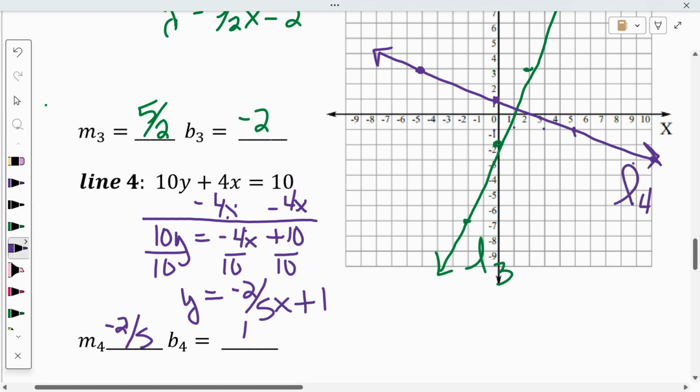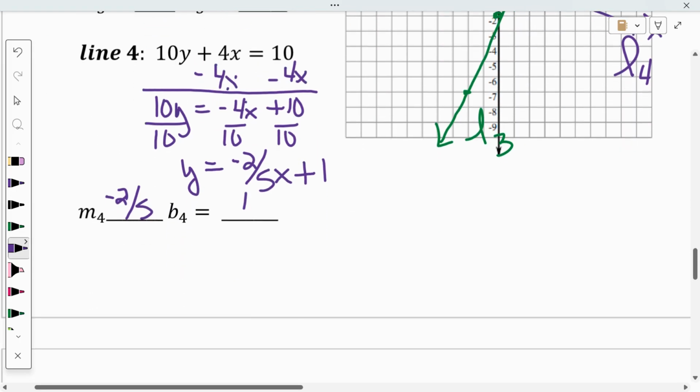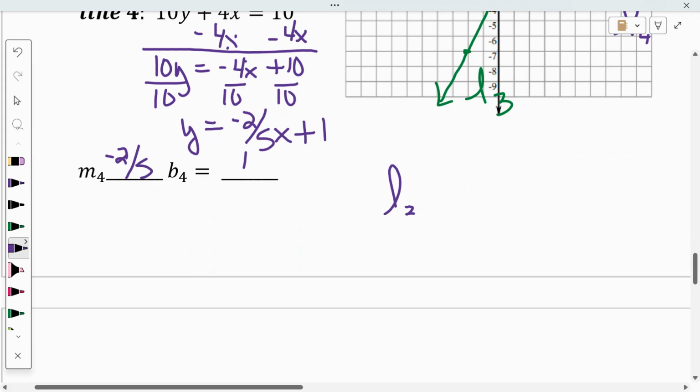This is line 4, and these two lines are perpendicular to each other. So line 3 is perpendicular to line 4.